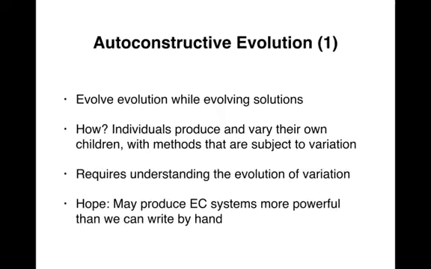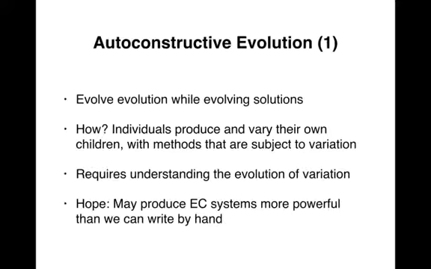So what is auto-constructive evolution? It is one idea for how to evolve an evolutionary process while evolving solutions in an evolutionary computation system. So the general context here is that we're using evolutionary computation to solve problems, but while doing so, the evolutionary mechanisms that drive the evolutionary process themselves evolve. There might be several ways to do this, and the way that it is done in auto-constructive evolution is that individuals in the evolving population are responsible for producing and varying their own children. So the methods by which they produce children are encoded in the individuals, and those methods are subject to variation and selection.